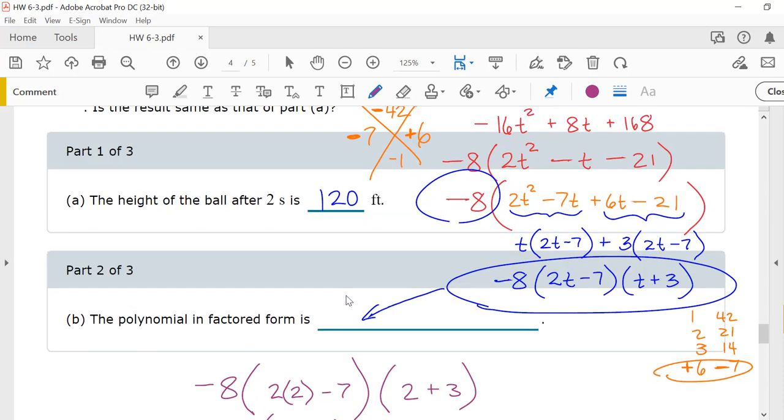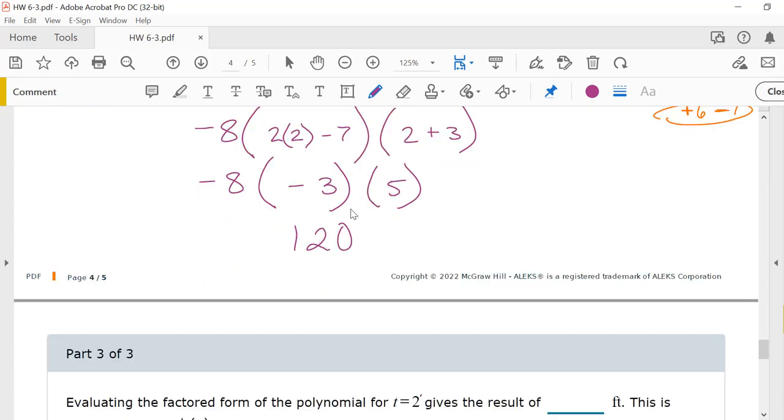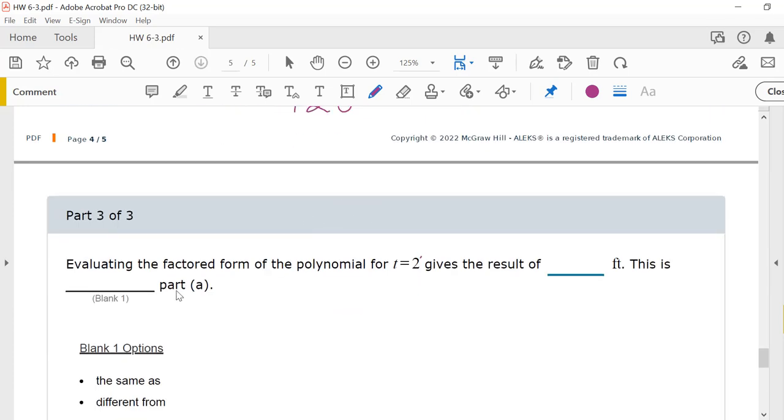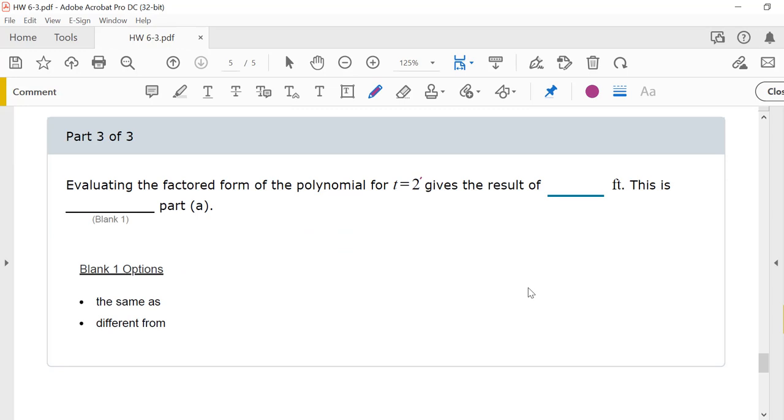Was that the same thing we got in part 1? Yes. So the answer, evaluating the factored form of the polynomial gives the result of 120 feet. This is the same as part A.